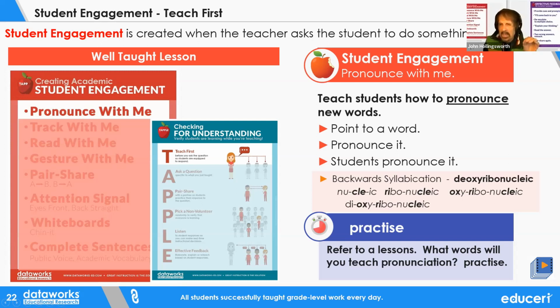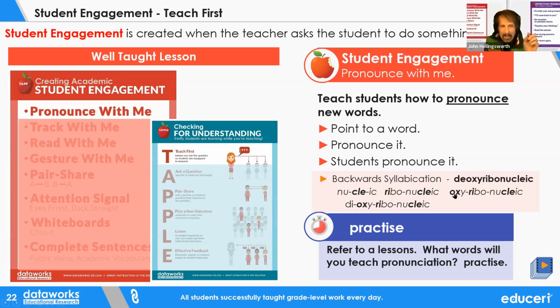Okay, all right, now this is just one more trick you can use. It's called backward syllabication. This is a very long word that's difficult to pronounce or read. And so I'm going to start from the back end of it here. I'm going to say it, you're going to say after me. Nucleic. Your turn. Nucleic. Now, ribonucleic. Your turn.